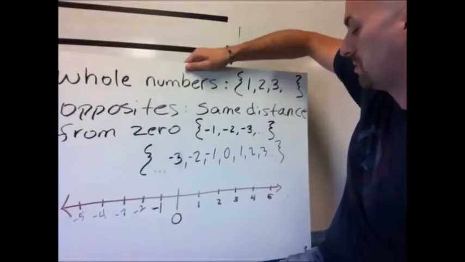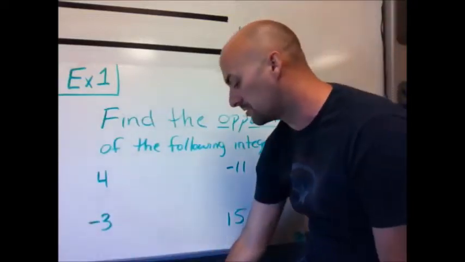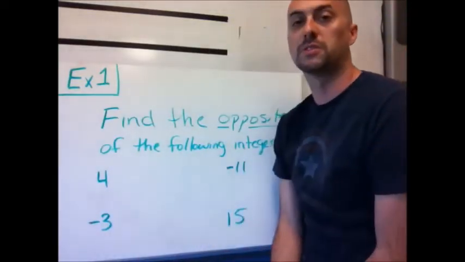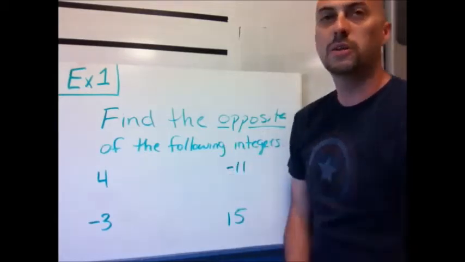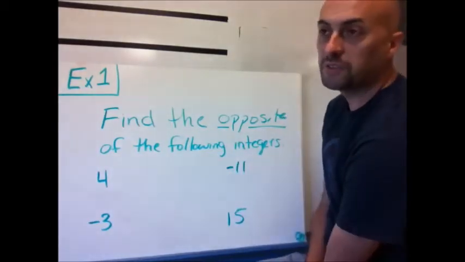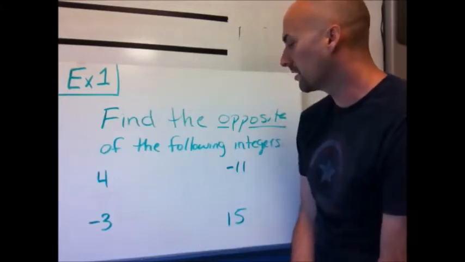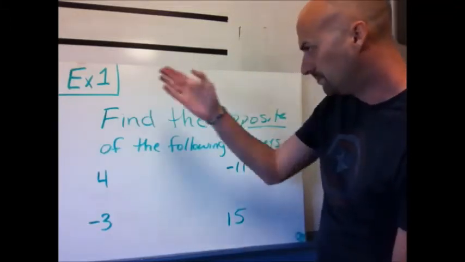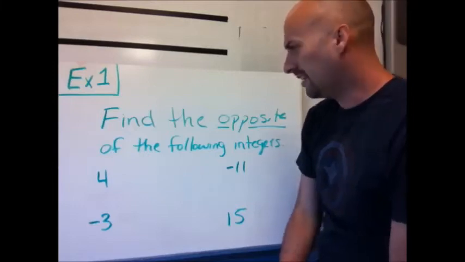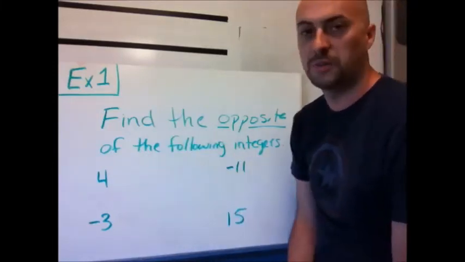So we want to be able to understand those, and actually we want to be able to apply those to real world situations because, believe it or not, we use integers often. We don't always think about the fact that we're using them, but we do use them often. But let's start here with example 1. It says to find the opposite of the following integers.